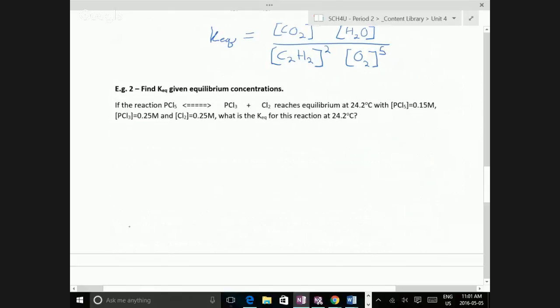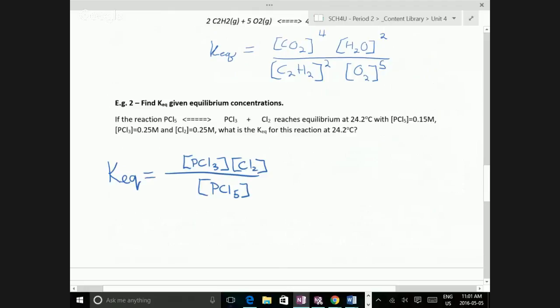Okay, so the KEQ in this case would be equal to what? The concentration of PCl3 times the concentration of Cl2 over the concentration of PCl5. Great, and in this case, what are my exponents? All 1. Okay, does that make sense?